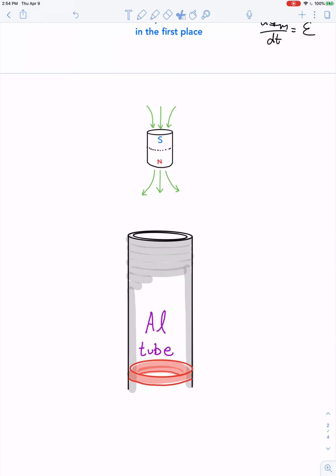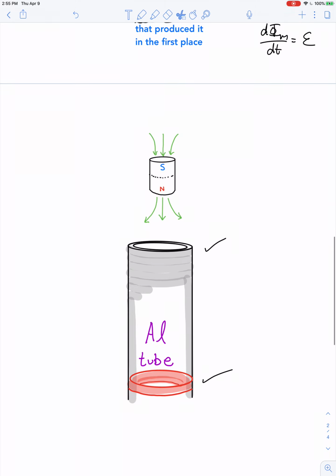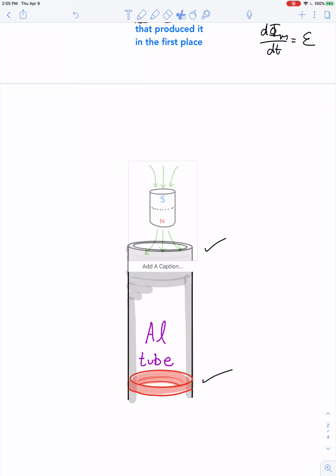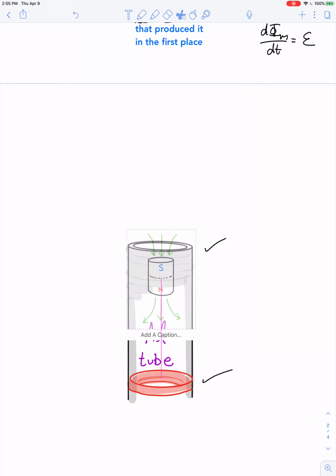So think of it like this. For every segment of the aluminum tube, and we've shown one here in red, right now there's not much of a reaction in that red ring. It's basically going to be the top portion of the aluminum tube that interacts with the magnet. But the magnet continues to fall, and it doesn't interact directly with the aluminum because, after all, aluminum and magnets don't stick together. But at about this point, the red ring sees the magnet coming.